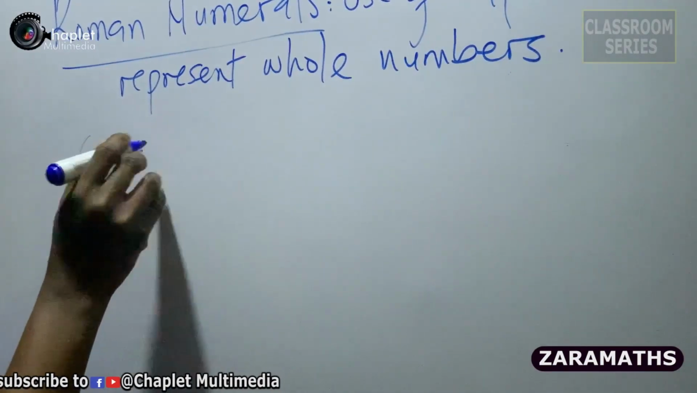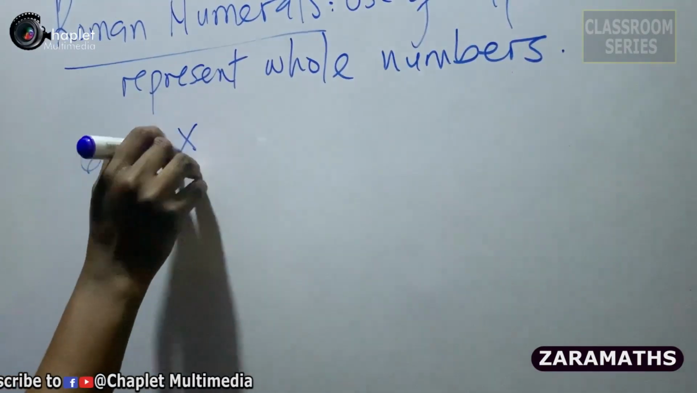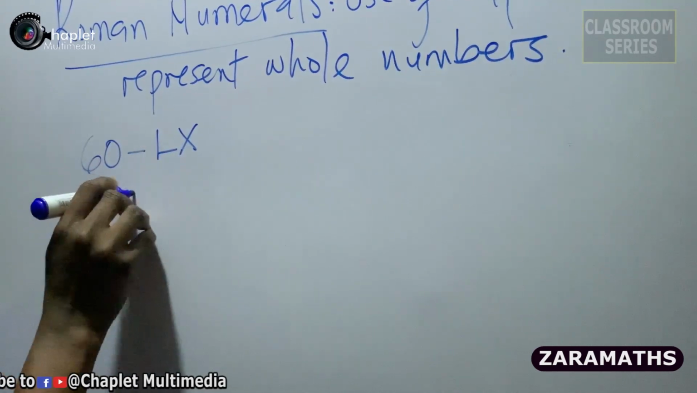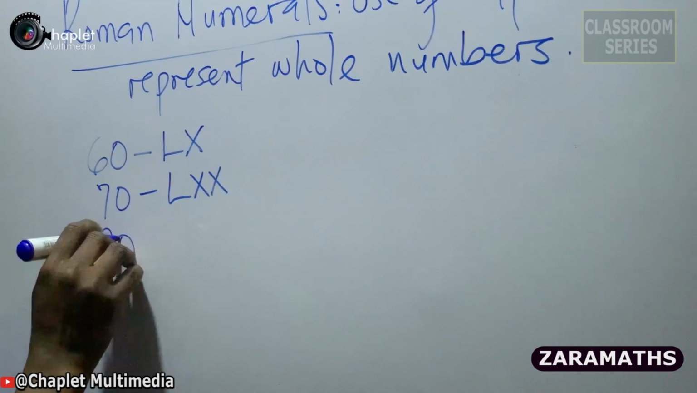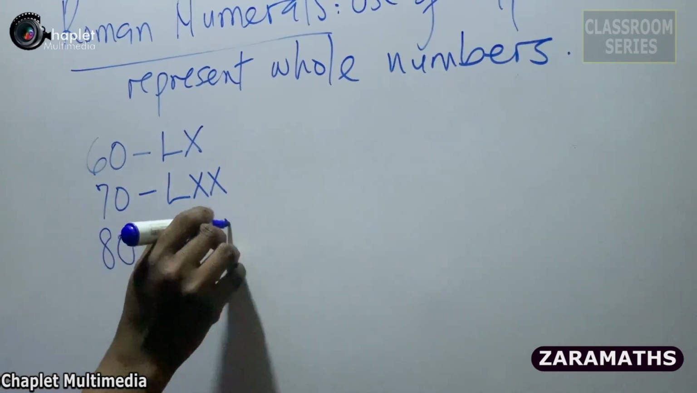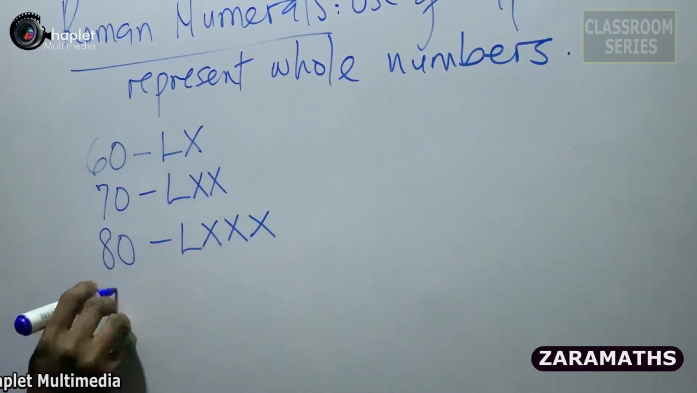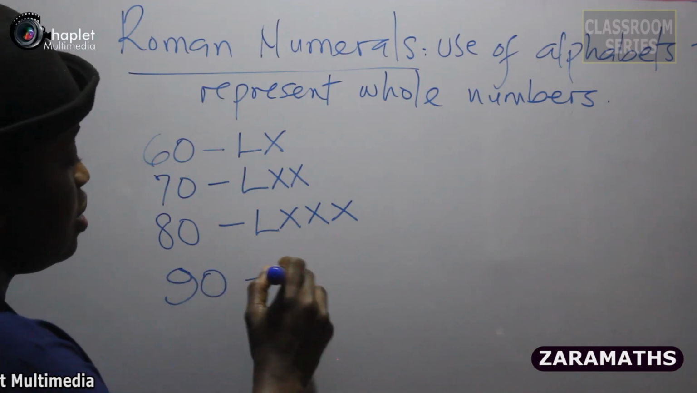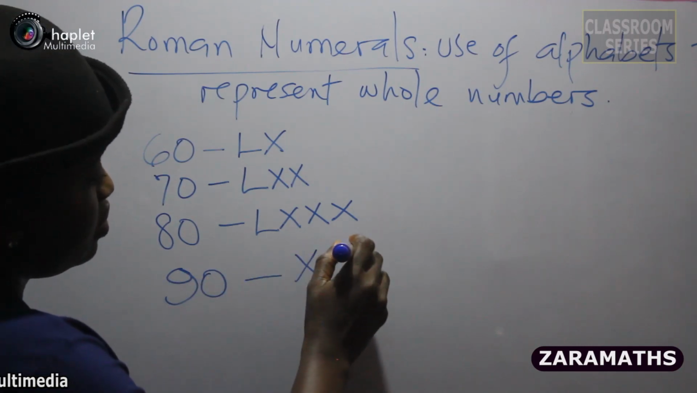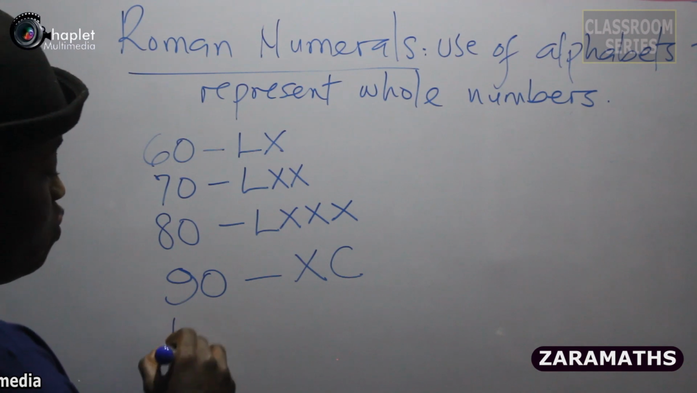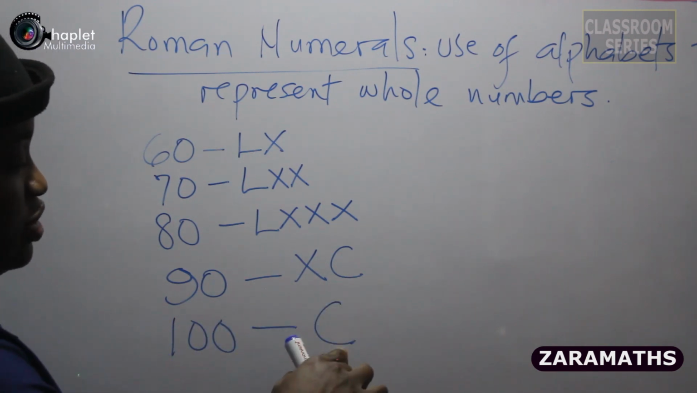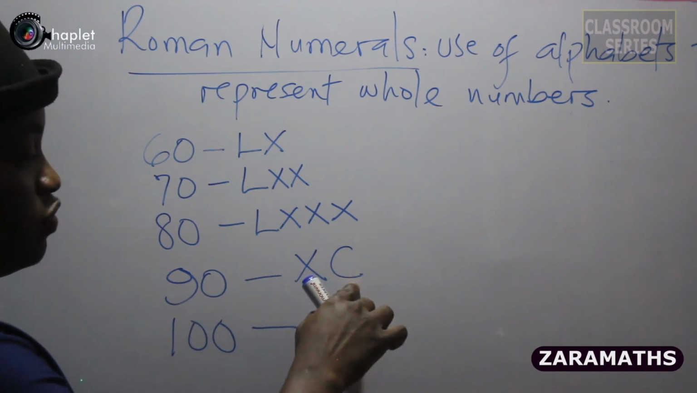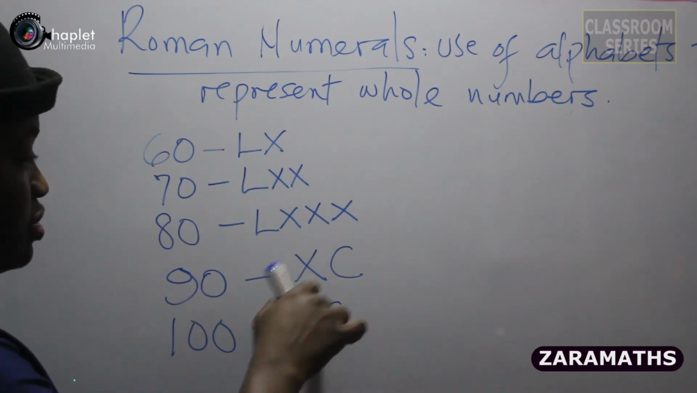60 is LX. 70 is LXX. 80 is LXXX. 90 is XC. 100 is C. 100 is C, 90 is 10 from 100, XC.